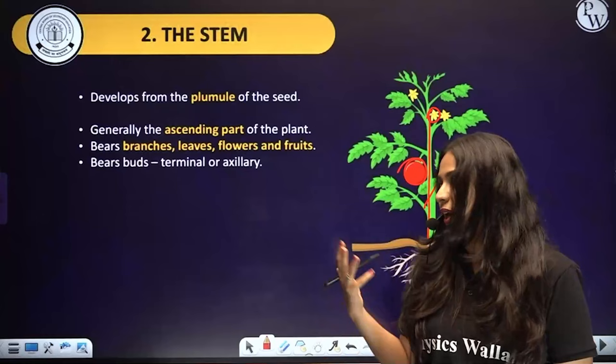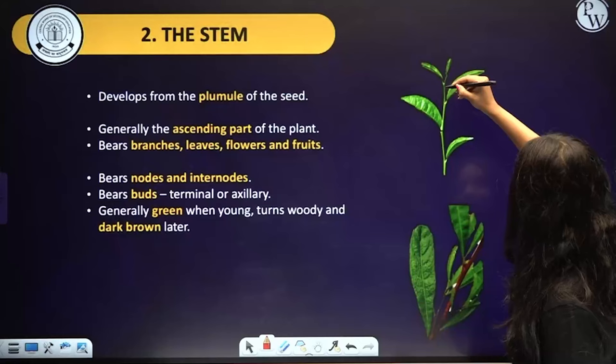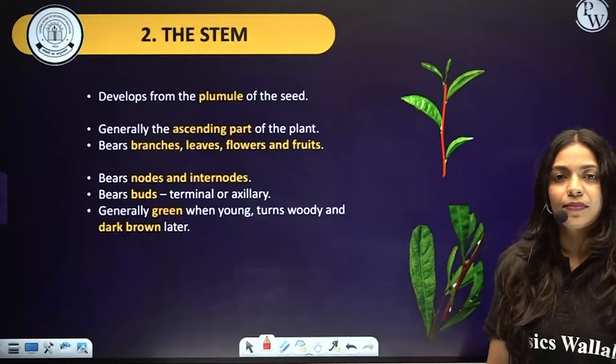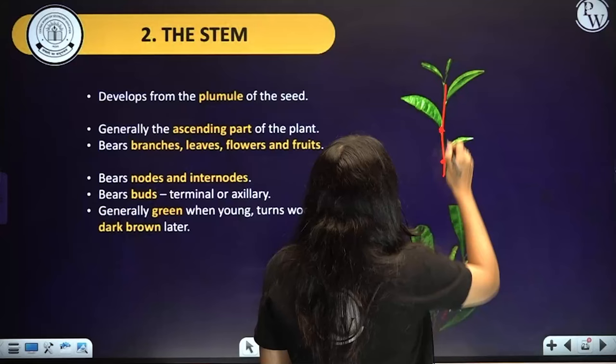Now, one thing I want to tell you. I'll take this stem for an example. In the stem, you will distinctly find nodes and internodes. So whatever I'm highlighting over here, these are nodes.